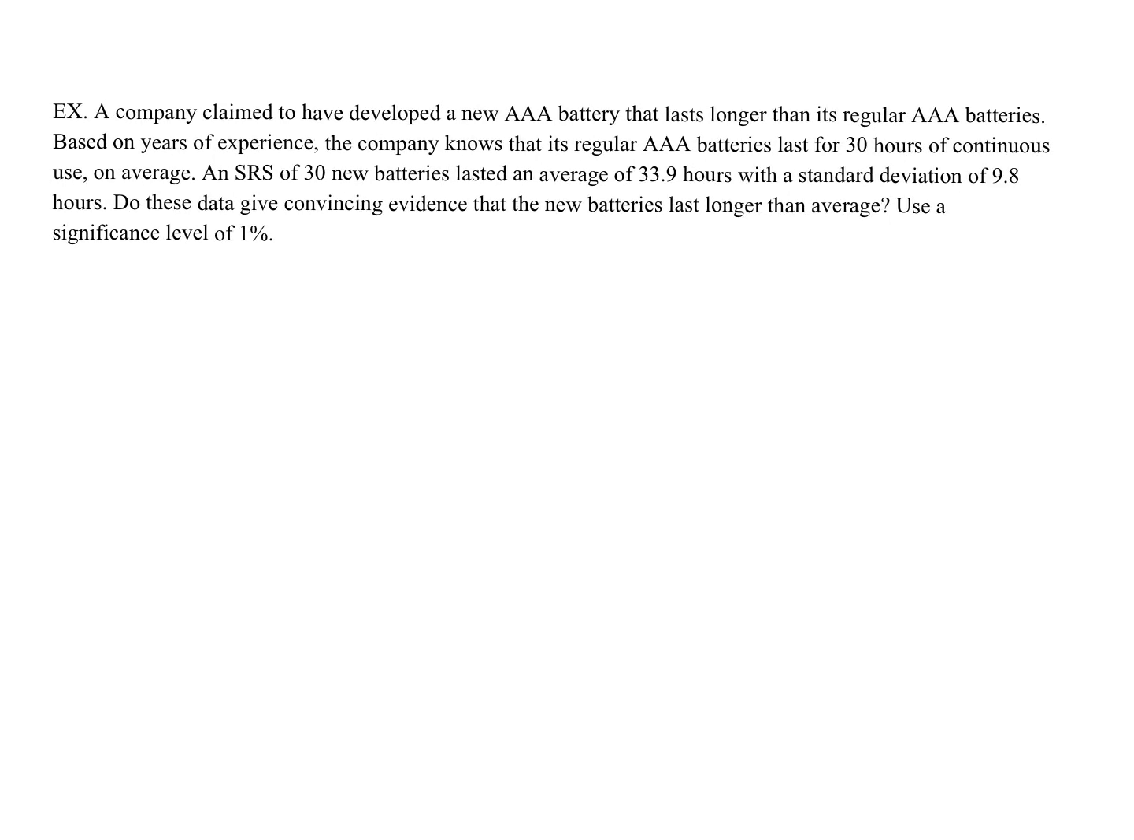For our first example, a company claimed to have developed a new AAA battery that lasts longer than its regular AAA batteries. Based on years of experience, the company knows that its regular AAA batteries last for 30 hours of continuous use on average. An SRS of 30 new batteries lasted an average of 33.9 hours with a standard deviation of 9.8 hours. Do these data give convincing evidence that the new batteries last longer than average? Use a significance level of 1%.